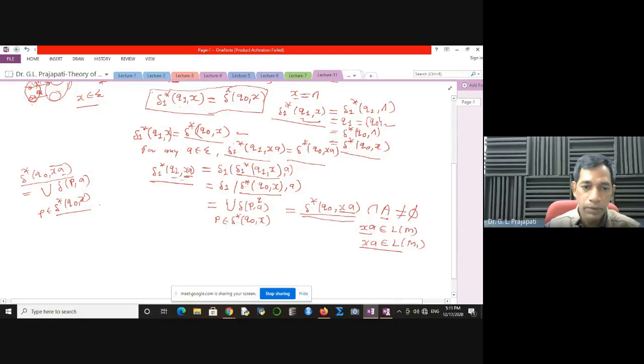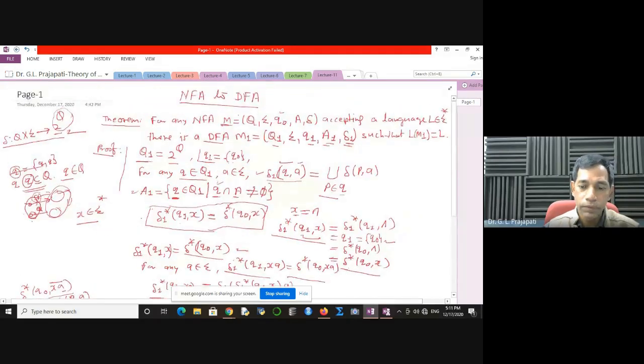And hence, this is the way we have proved the theorem, which says that for any NFA M = (Q, Sigma, Q0, A, delta) accepting a language L, which is a subset of Sigma star (instead of writing belongs to, you can say subset, because L is a set of strings), there is a DFA M1.